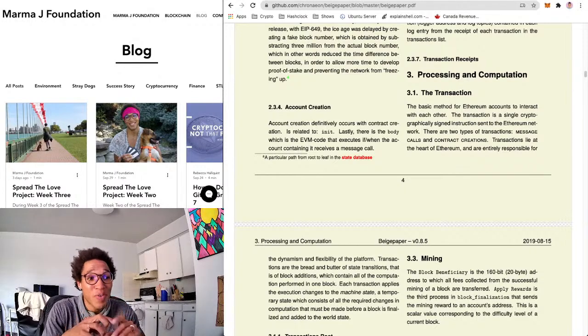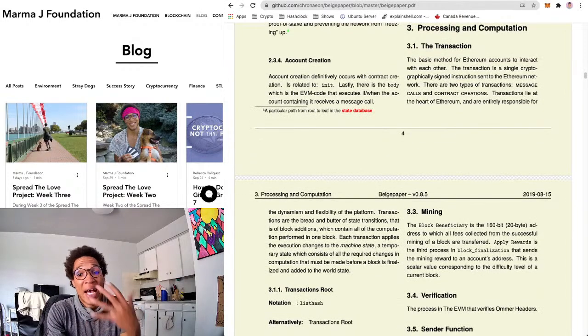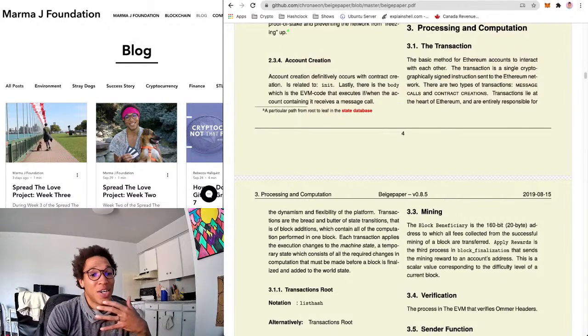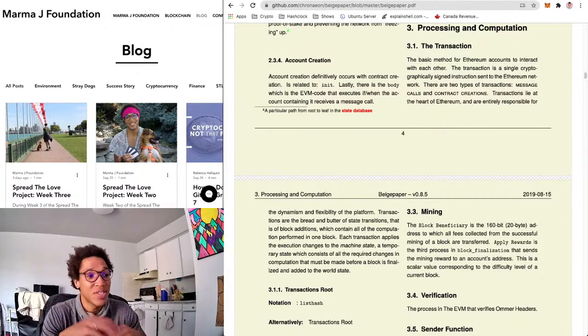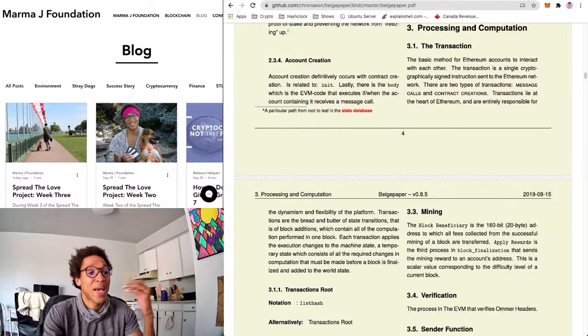Transactions lie at the heart of Ethereum and are entirely responsible for the dynamism and flexibility of the platform. So in order to do anything on Ethereum, you need some sort of transaction in order to interact with the state. Transactions are the bread and butter of state transitions, that is, of block addition. In each block, you have all these transactions, and then you add to the next block. If your block's empty, it doesn't add to the state, and therefore nothing's happening.